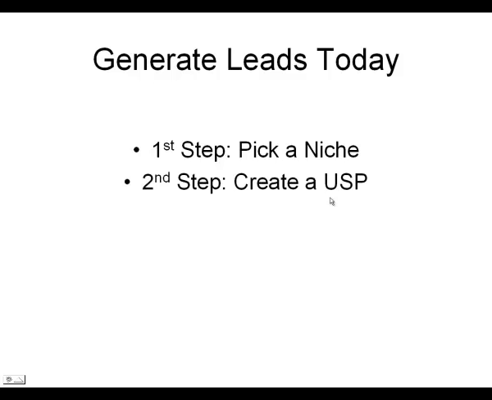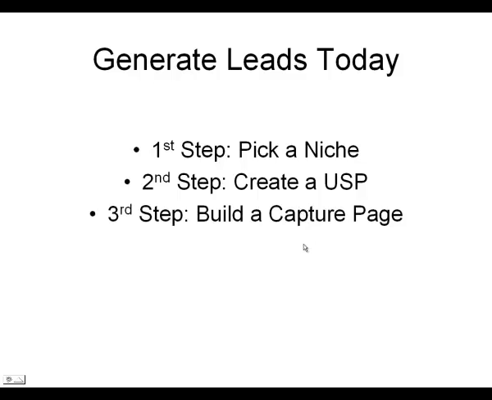Alright, so what are the steps that we're going to need to take? The first step is to pick a niche. We're going to go over the details of exactly what a niche is and how to go about picking a good niche. The second step is to create a USP, or unique selling proposition. This is going to be your offer. This is what you'll be offering to your clients to have them exchange their information for your information. The third step is to build a capture page, and the final step is to advertise your capture page.